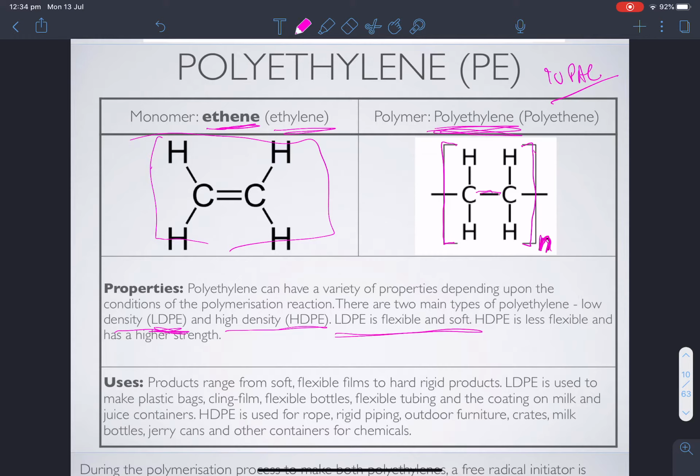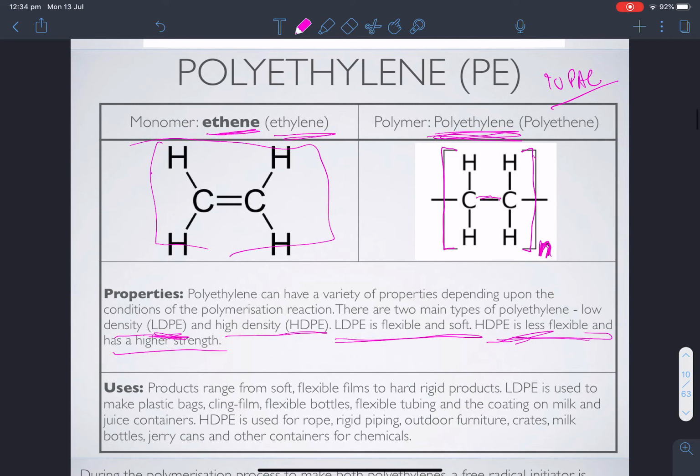LDPE in general is flexible and soft. High density polyethylene is less flexible and has a higher strength. Okay, the main uses of polyethylene: they can range from soft flexible films all the way up to hard rigid products.